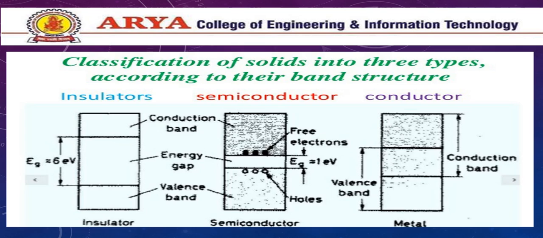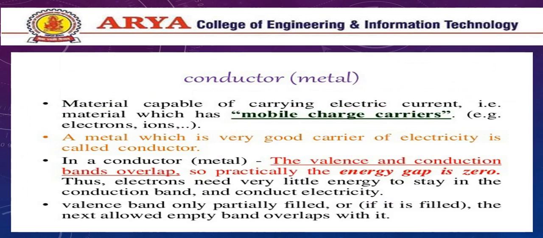As for the conductor, we know their band gap is very small. Free electrons are available in the conduction band, and when a charge carrier moves from the valence band to the conduction band, it leaves behind vacancies in the valence band, which are known as holes. The energy gap is about 1 electron volt. Then we see the insulator, where the band gap is very high, so no charge carrier moves from the valence band to the conduction band. In this way we distinguish semiconductor, insulator and metal.